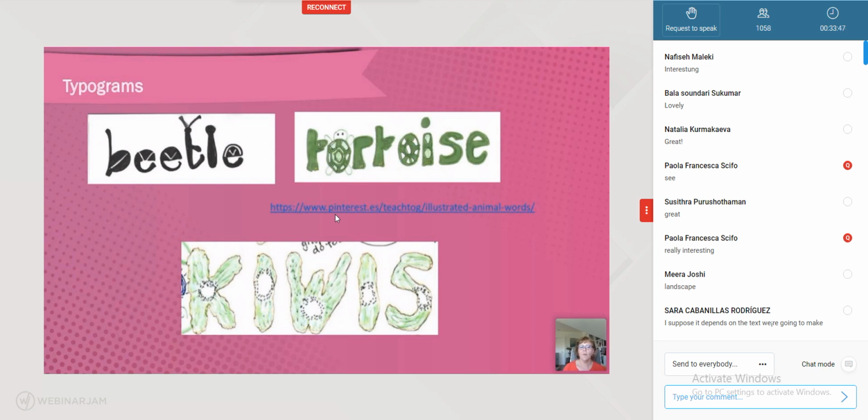So again, why not ask your students, and you've probably got some very artistic students in your groups, to make their own typegrams. And the one at the bottom, kiwis, I'm going to show you in a minute again. So I wrote this actually when I was writing my brief for the Fun Skills books. So you'll see this actually on the page in the students' book, and this was what I sent to Cambridge to say, this is what I want on the page.